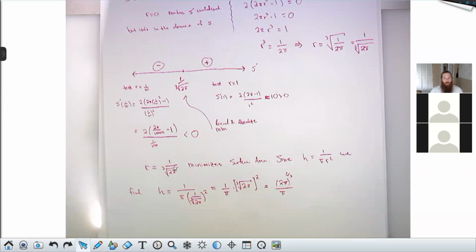So sometimes we want to know where the max or the min is, i.e. for what inputs do we get the max or the min? Sometimes we want to know what the max or the min is. In this case, if you wanted to figure out what that minimum surface area is rather than what the dimensions are that produce it, you would plug these dimensions, this R value and this H value, back into our surface area function.